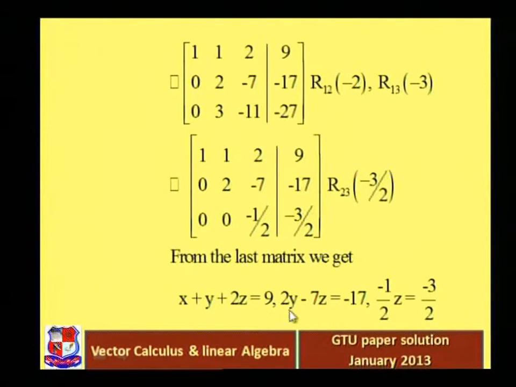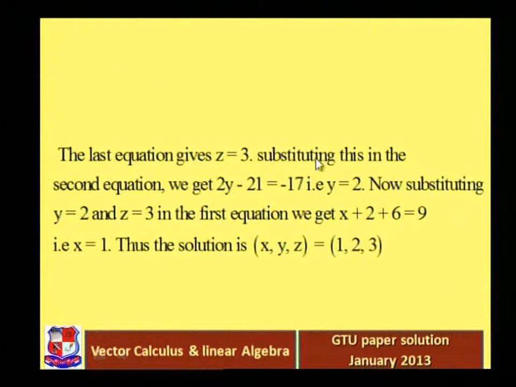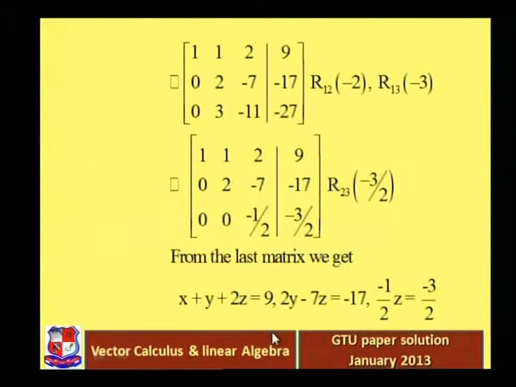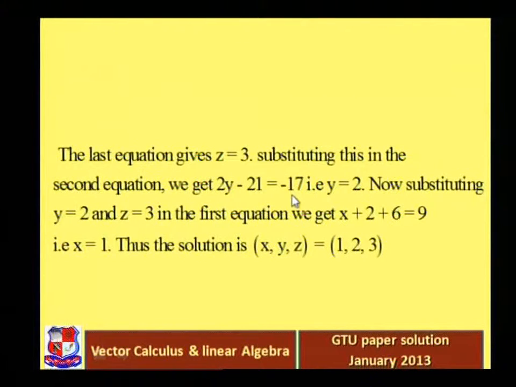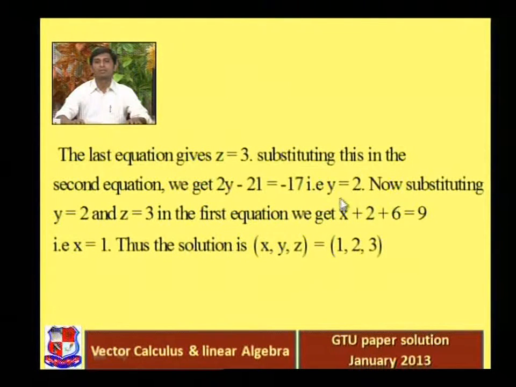Put z is equal to 3 in the second equation. What is our second equation? 2y minus 7 into 3, that is 2y minus 21, right? Because z is equal to 3 now. So 2y minus 21 is equal to minus 17. So 2y is equal to 4 and y is equal to 2.